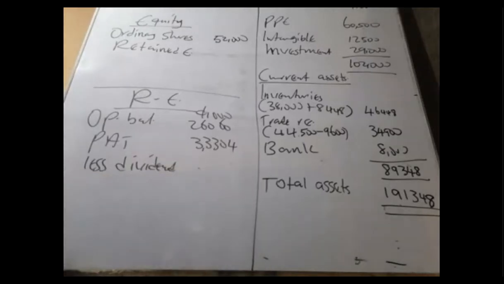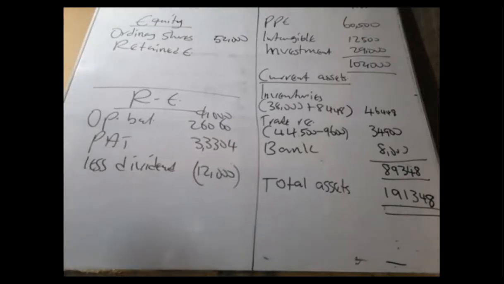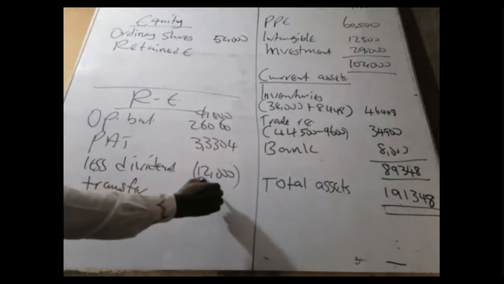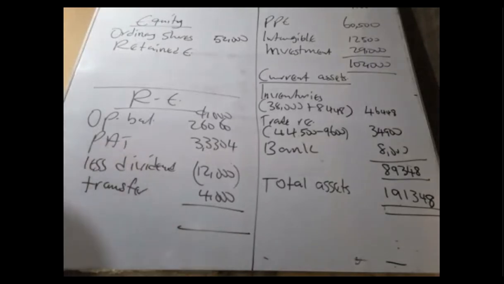So dividend is 12,000 cedis. We are less. Then next, add a transfer. But the summation of this, let's recast these figures again so that we balance it off. So 26,060 plus 33,304, less 12,000. That gives 51,364, which is not the same as the 56,064. So kindly check the calculations again.